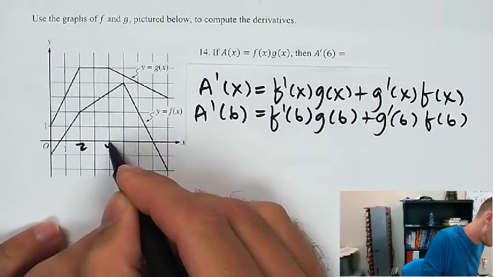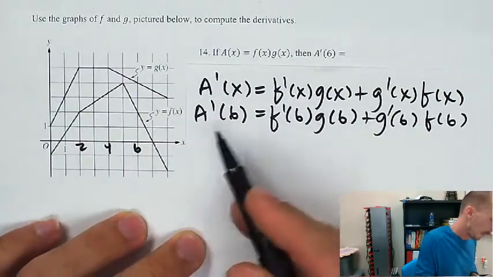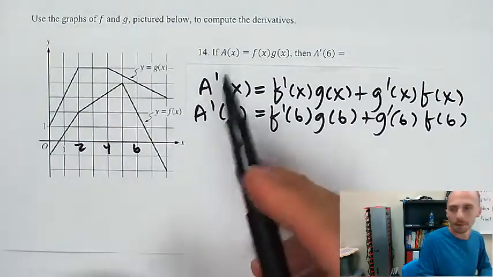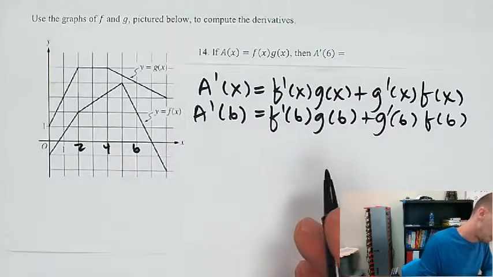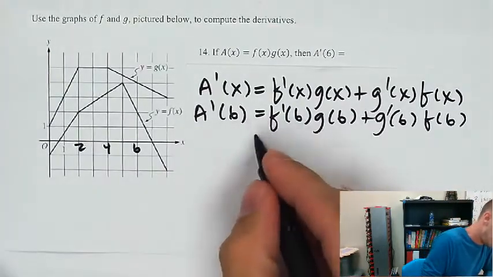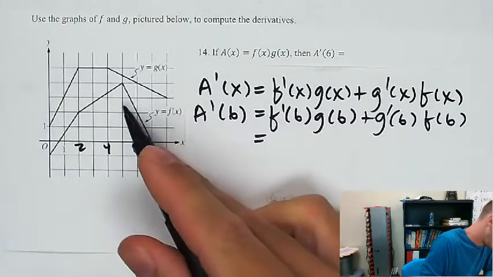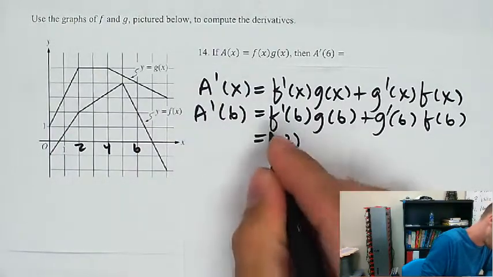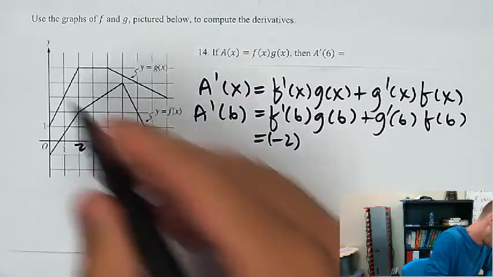All right, 2, 4, 6. So no sharp corners. That means everything's going to be defined. I'm not going to just have this be non-existent. So f prime of 6 is the slope here. That's negative 2. G is the height of the graph.